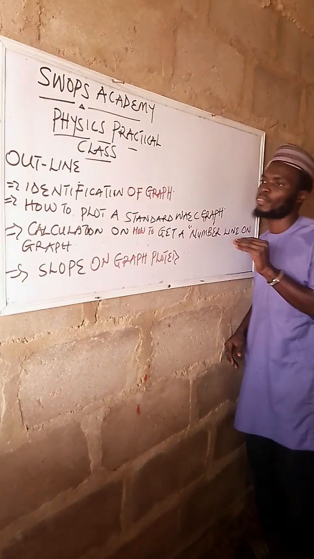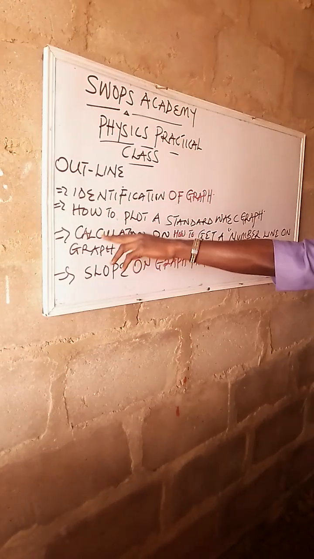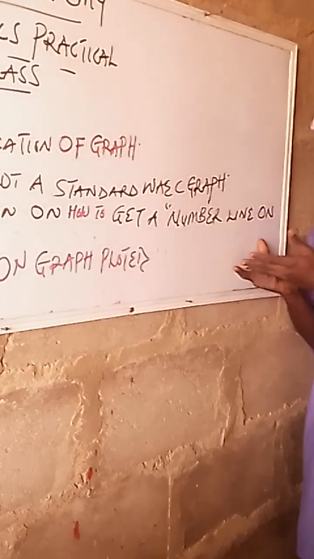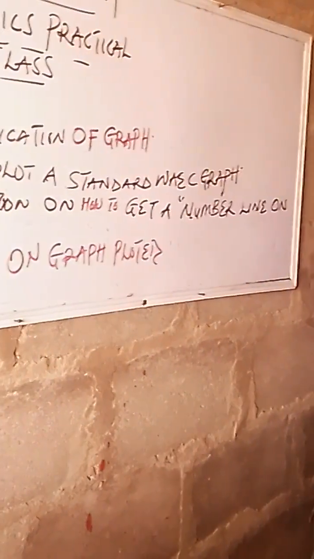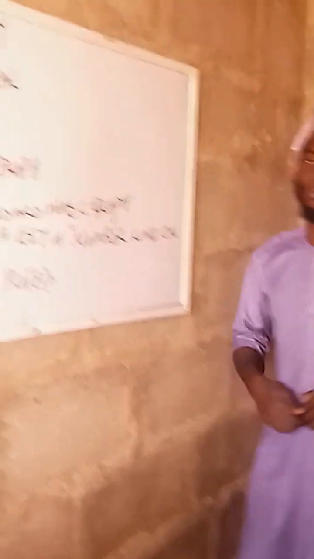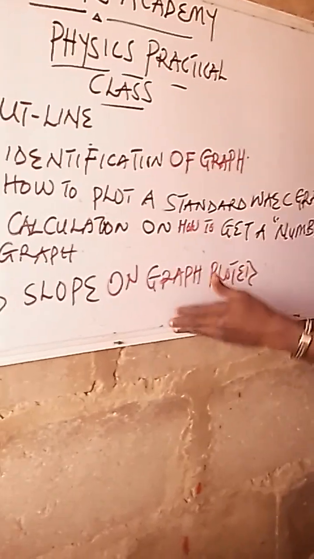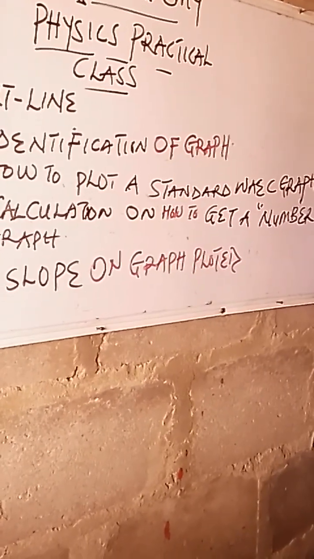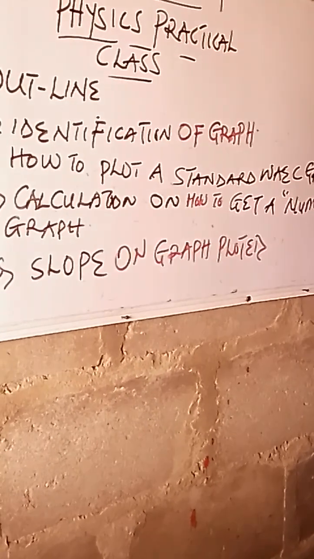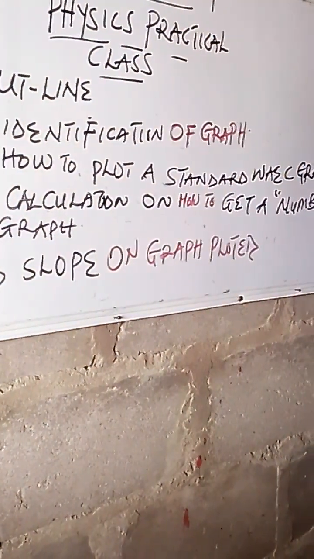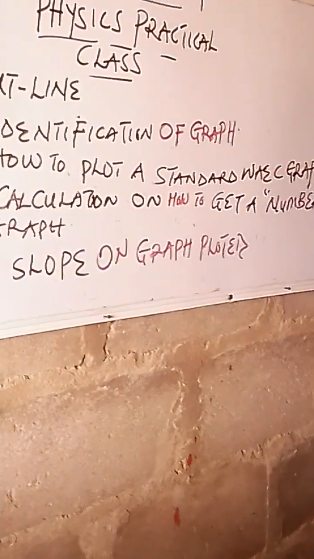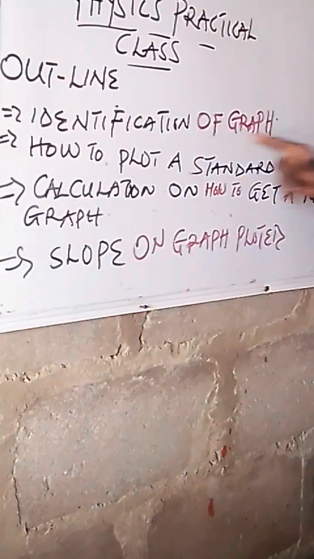In a nutshell, the third part is the calculation on how to get a number line. We have what we know as a number line. How can we determine that? What is even the usefulness of a number line? When we get to that area, we will talk more on that. Then the slope on the graph plotted. The graph that we plot, how can we determine the slope? When we get to that bridge, we are going to cross it. So now let's quickly pick this one.